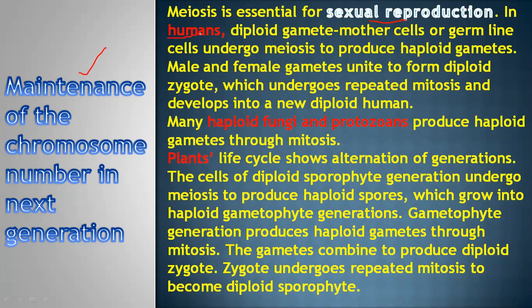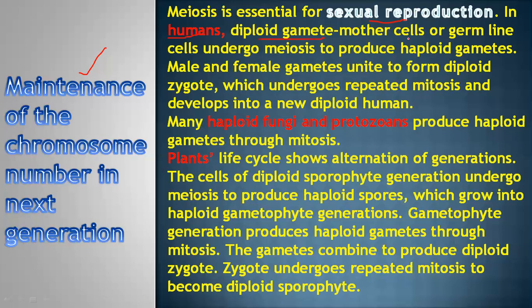If we talk about humans, we know that diploid gametes are the germline cells, the sex cells, like male and female germline cells. Male germline cells are sperms, which are produced in the testes, and female germline cells are called egg cells, which are produced in the ovaries in the female body.